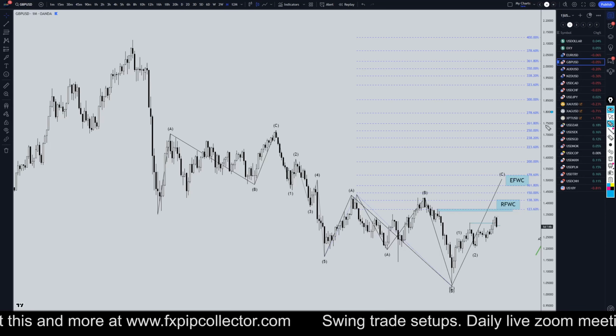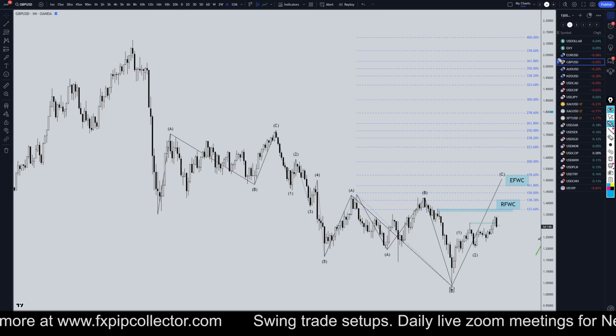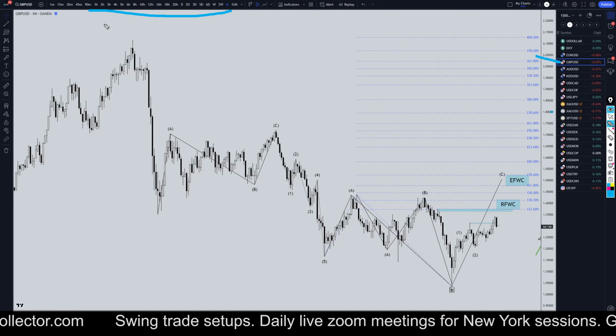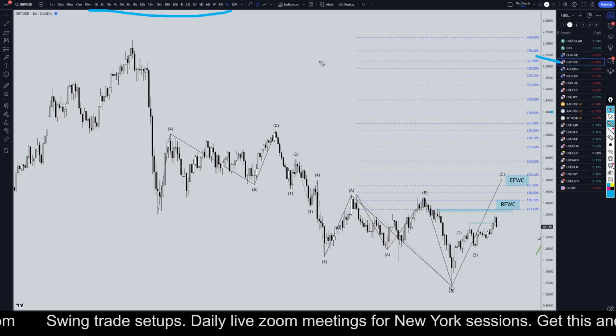Today is Friday, October 25th, and I'm going to be analyzing the pound US dollar starting on the monthly, working my way all the way down to the 1 hour time frame for the full top down analysis.